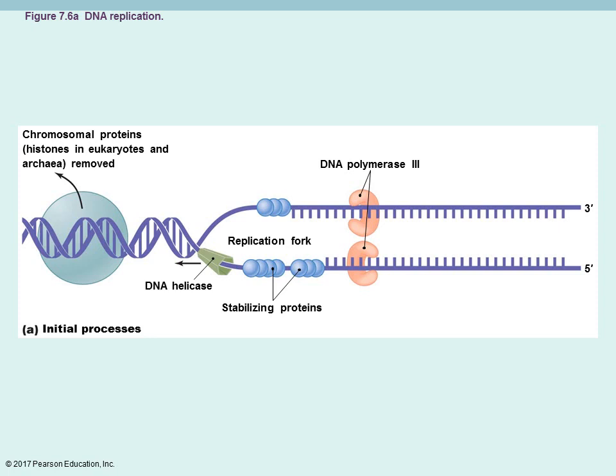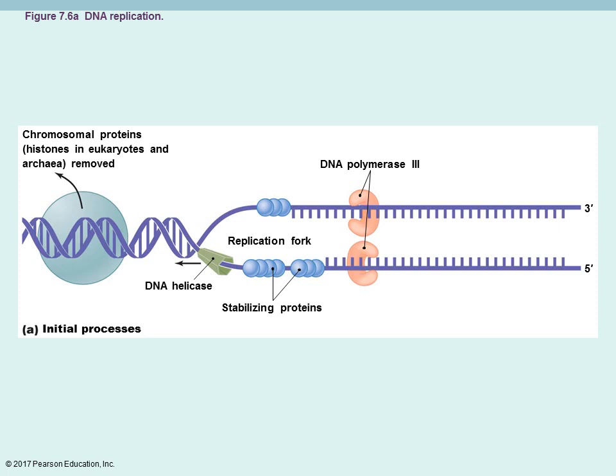Single-stranded DNA is fairly susceptible to breakdown, and so the two strands are wanting to wind back up, and you have stabilizing proteins that are going to come in and bind to the single-stranded portion. At the point where the DNA helicase is unwinding, untwisting that DNA, we call that the replication fork.